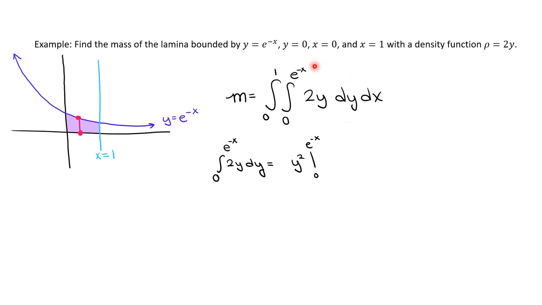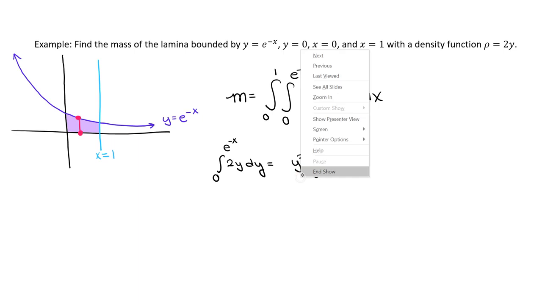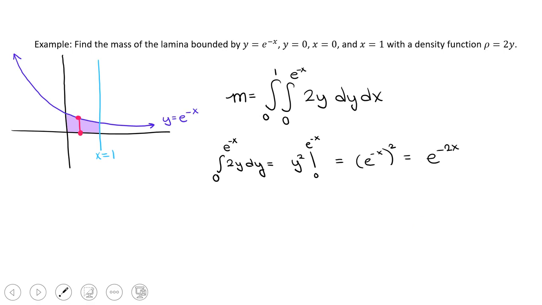So I'll start with my inside integral. The antiderivative of 2y is y squared. And then I'm going to plug in my bounds of integration. So I get e to the negative x squared, and then technically it's minus 0 squared. I didn't write down the 0. But e to the negative x squared is e to the negative 2x. So that's what I got for my inside integral.